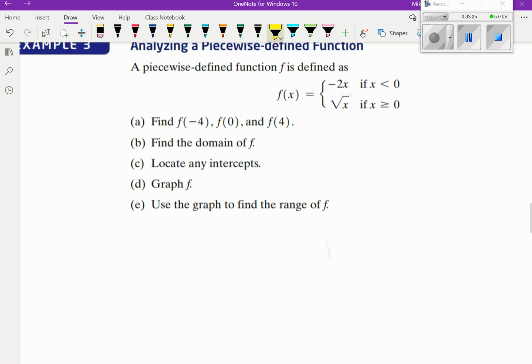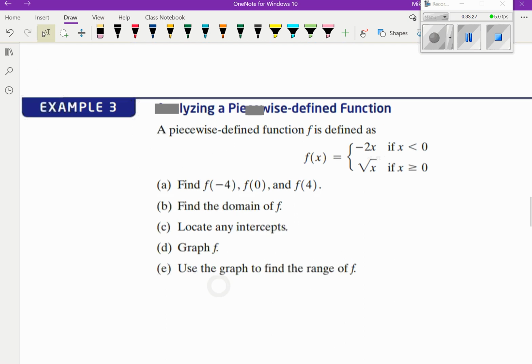Let's go ahead and scroll on down here. A piecewise defined function is a function that's defined in pieces. Kind of a roundabout way. But this function here, f of x, well, it's -2 when x is less than 0, and it's the square root of x when x is greater than or equal to 0. So my function then is defined in two distinct pieces. I have a piece here, and I have a piece here.